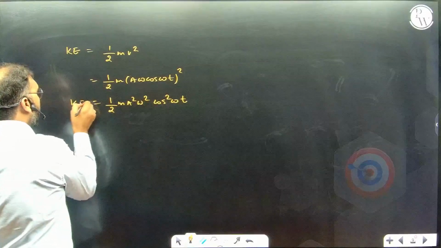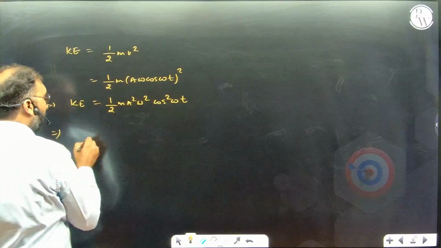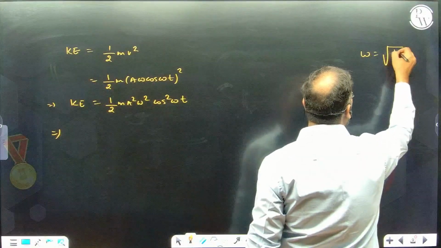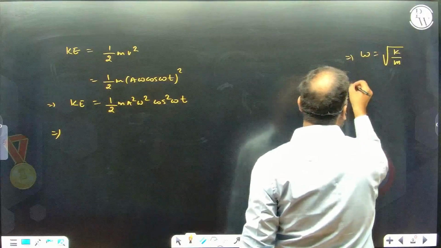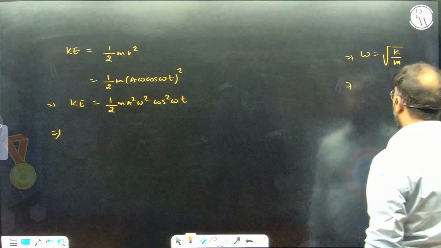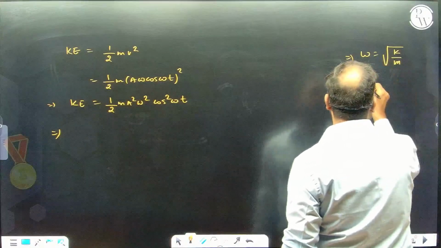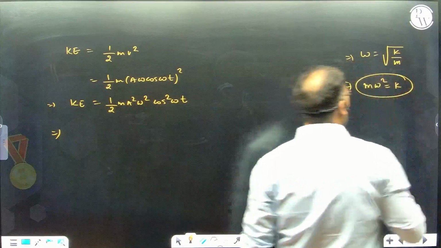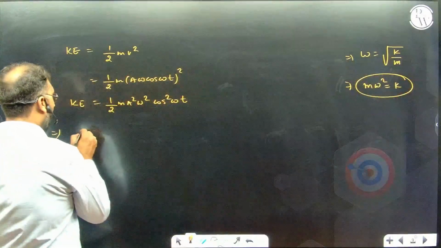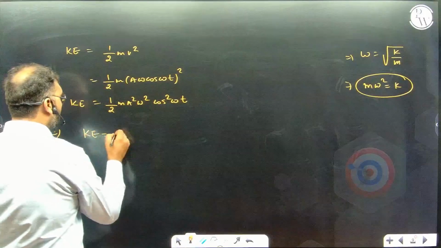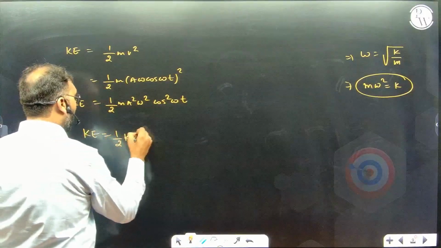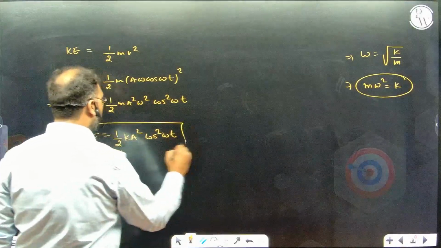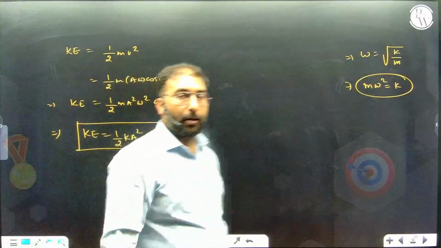So this is the kinetic energy of the particle performing SHM, and we know that omega is the square root of k by m. Do you remember that? Today only we have derived this equation. Omega equals root of k by m, squaring both sides, m omega square equals k. So this kinetic energy is half k A square cos square omega t. This is the expression for kinetic energy.